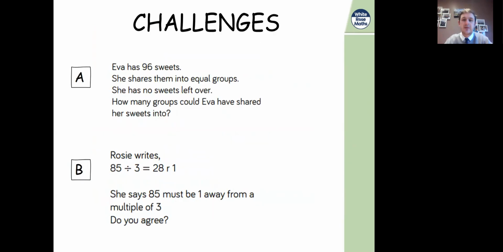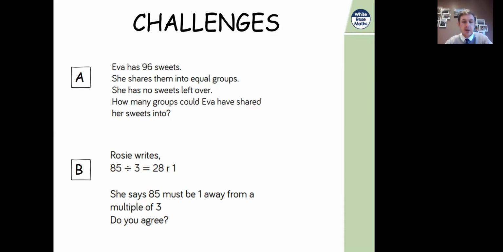And then for today, year 4, these 2 final slides are your challenges for today. Nice and straightforward. First one says Eva has 96 sweets. She shares them into equal groups and has no sweets left over. How many groups could Eva have shared her sweets into? I'm going to give you a little clue here, year 4, year 6. Remember back to when we did factor bugs a couple of weeks back? That might help today.